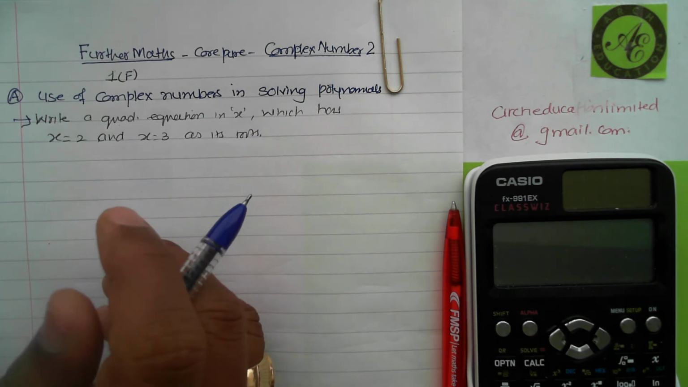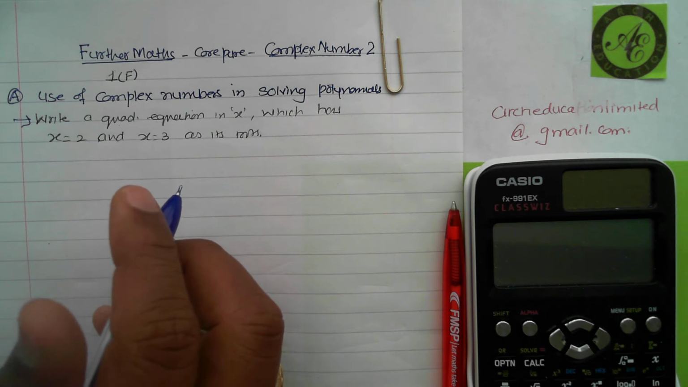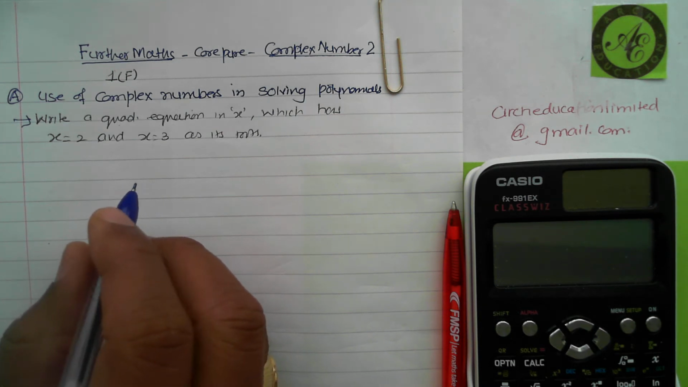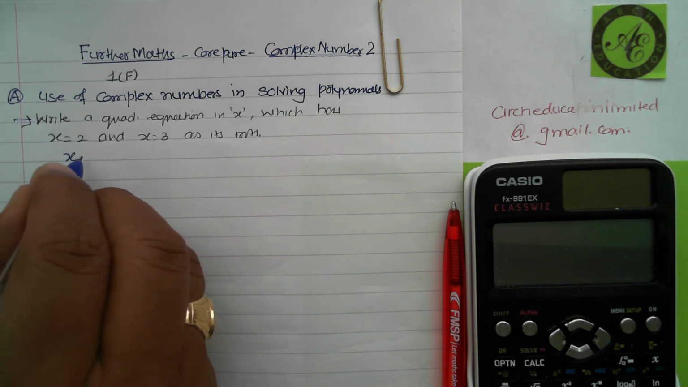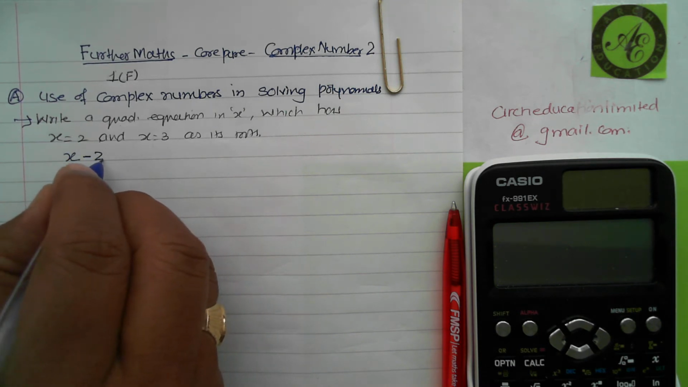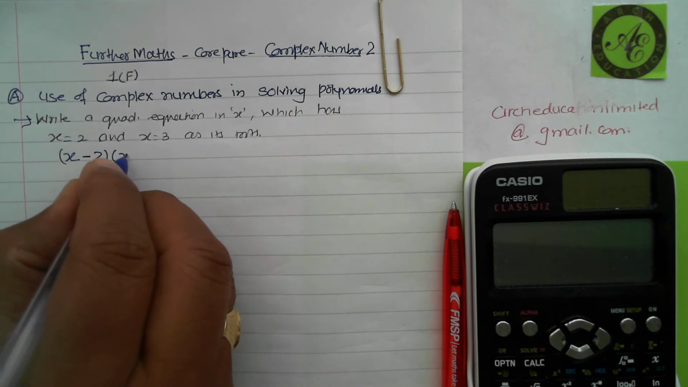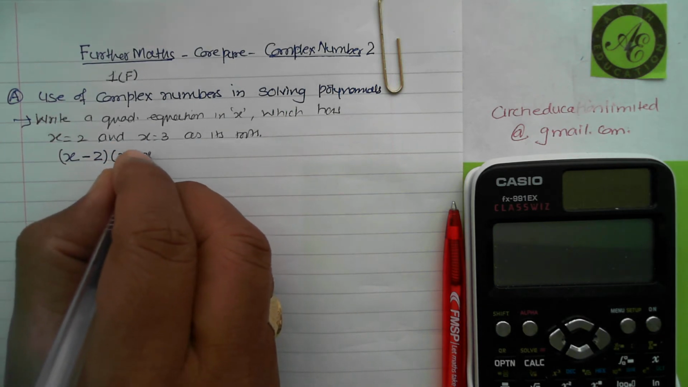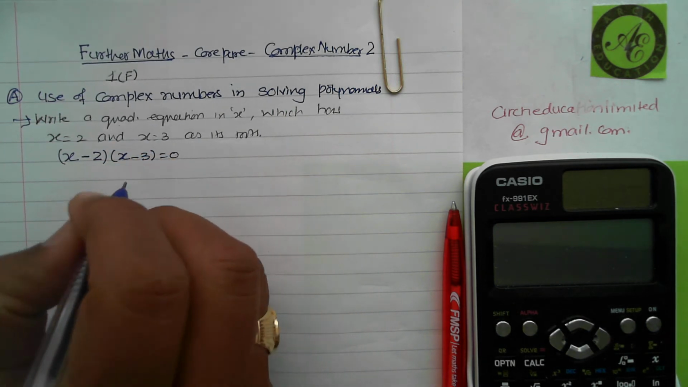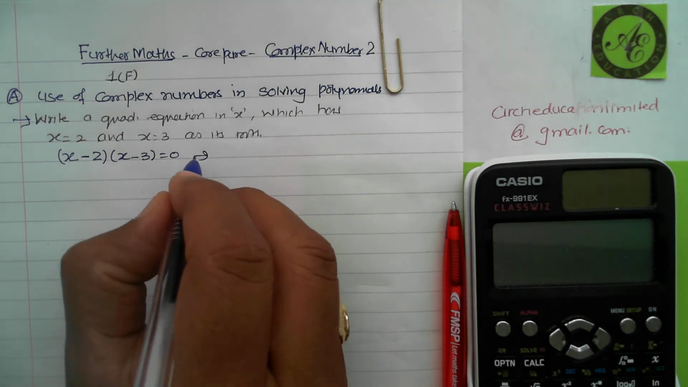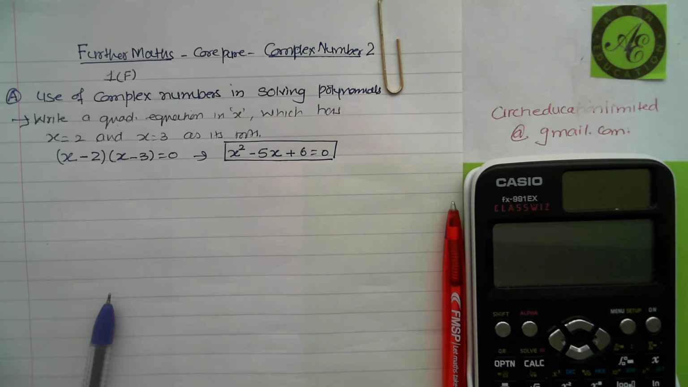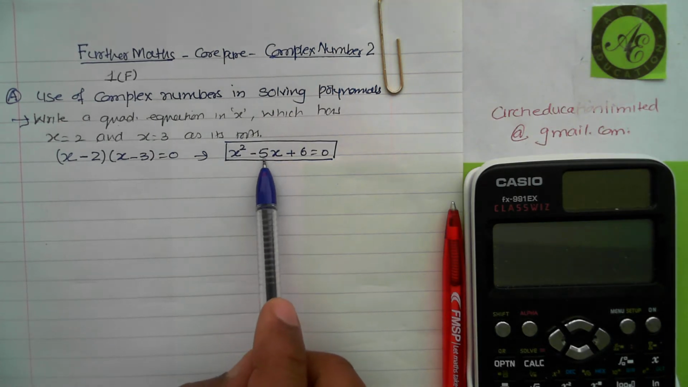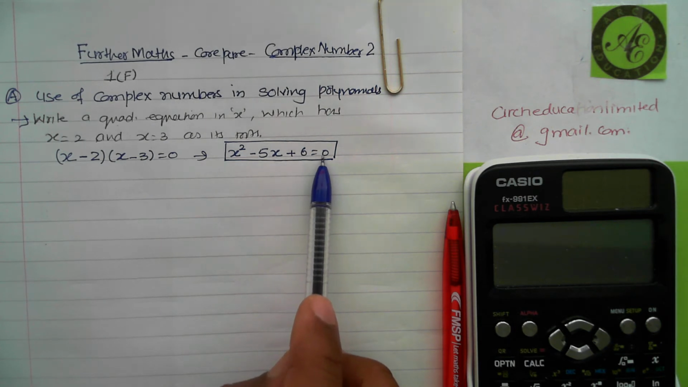So this is generally the opposite way of what we've been learning about quadratics up till now. We write down x, take away the first root in one bracket, x, take away the second root in the other bracket, and equal to 0. Right, so we work it out and then we get the quadratic equation which will have x equals 2 and x equals 3 as its roots. And the answer turns out to be x squared minus 5x plus 6 equals 0.